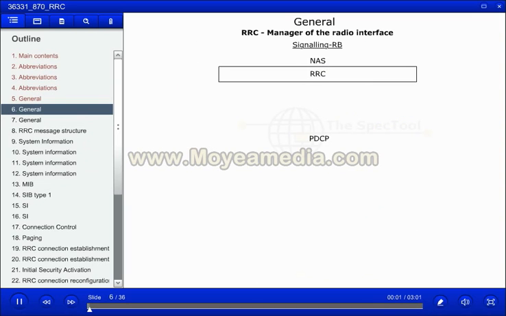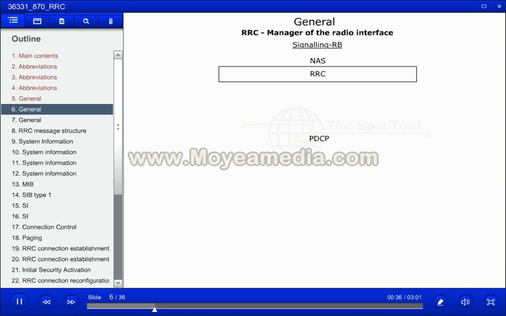To exchange RRC signaling messages between the UE and the eNode B, signaling radio bearers are used. The signaling radio bearers are defined between the RRC and PDCP protocol layers. Any NAS messages to be exchanged between the UE and the MME will be carried in RRC messages.